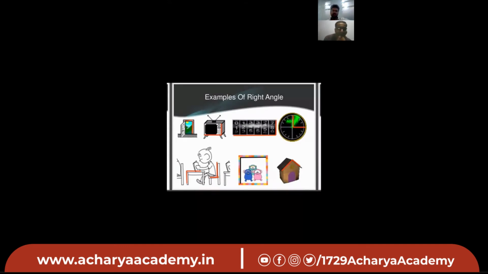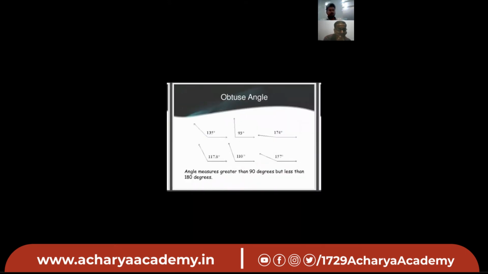Window. Yes. Anyone else? Blackboard. The clock which is in our house, when the hour hand is on 3 and the minute hand is on 12. Yes, right. Now this is an obtuse angle.